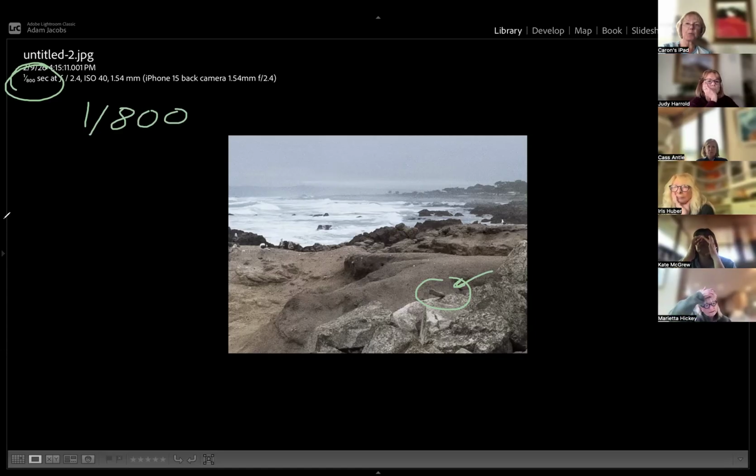Well, I wanted a little more light. I wanted to capture the waves a little better. Good, that's what I was hoping you were going to say. So Karen's chosen to use 1/800 here.